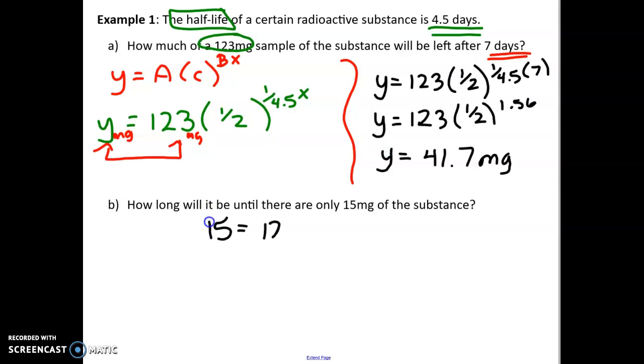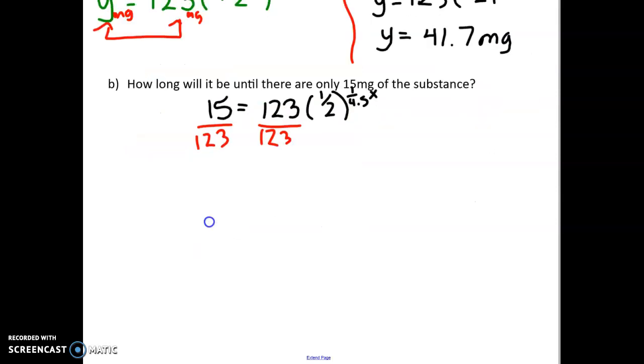So part B is different because this time I'm looking for x and 15 is getting plugged in for y. So 15 equals 123 times the base, which is half, and then it's 1 over 4.5 to the power of x. This time I'm looking for x. So this is an exponential equation, but I can start by making it easier on myself by dividing that 123 over to be with the 15 before I start solving it.